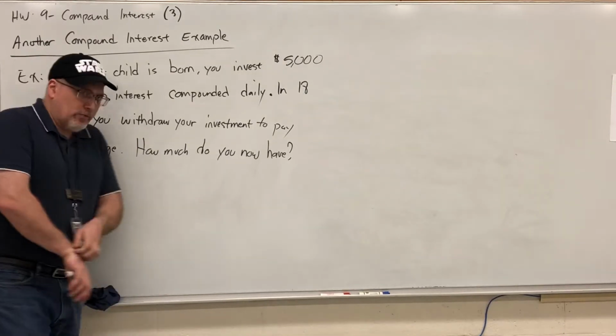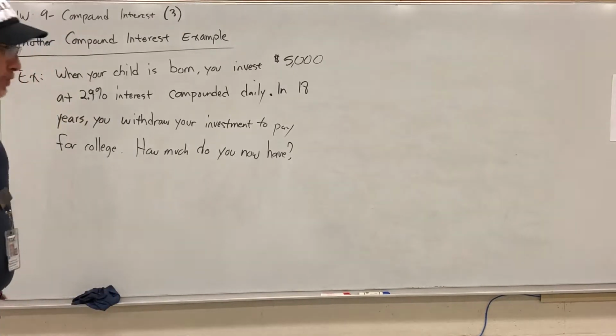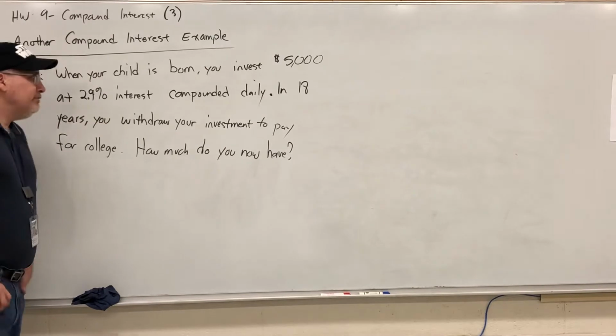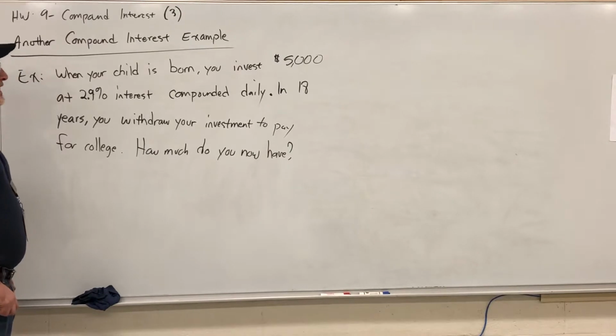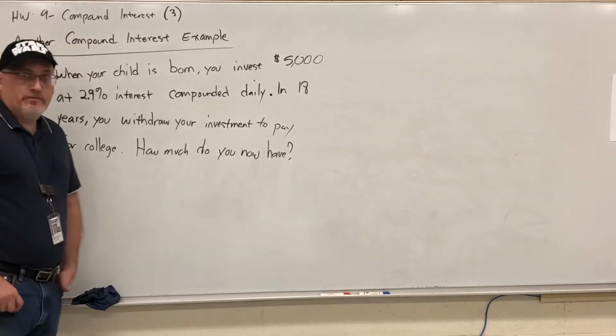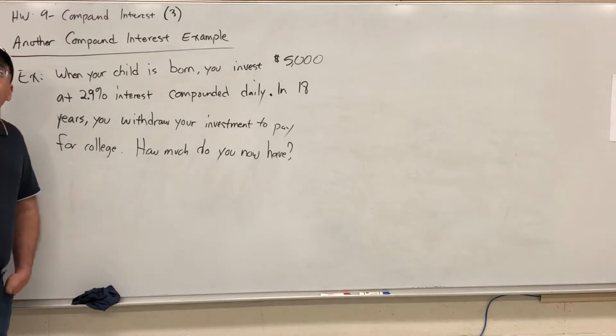Let's take a look at a real-world situation which may apply to you in the future or may have applied to your parents in the past. When your child is born, you invest $5,000 at 2.9% interest compounded daily. In 18 years, you withdraw your investment to pay for college for your child who was born 18 years ago. How much do you now have?